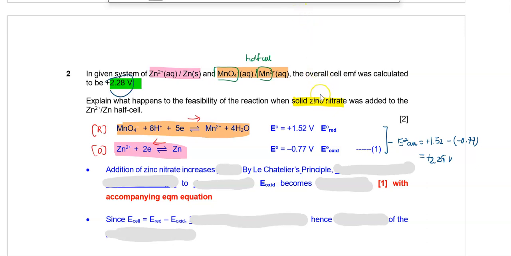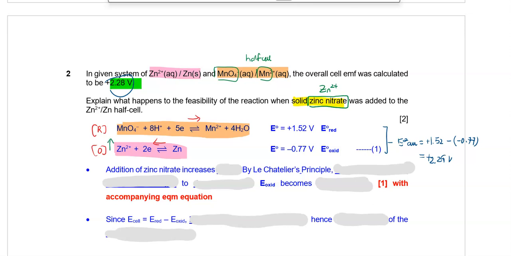Now, what's the question asking? The question is asking for a disturbance. You can see this electrochemical cell was perfectly fine. What we did was we now added some zinc nitrate. Zinc nitrate is a salt. It contains Zn2+. So what happens is that the Zn2+ concentration will increase.